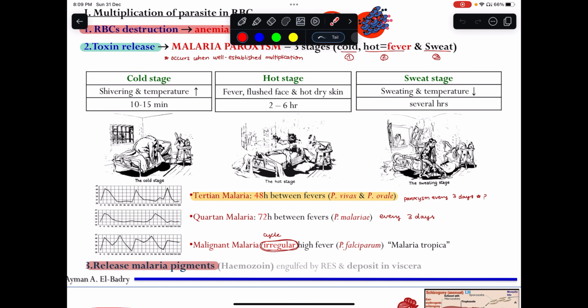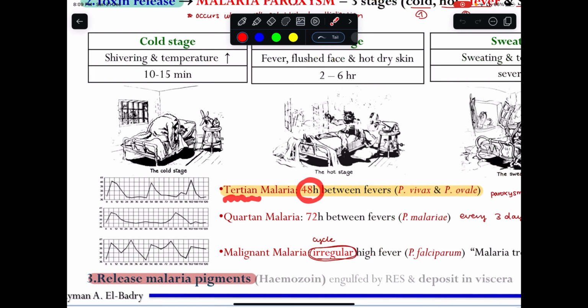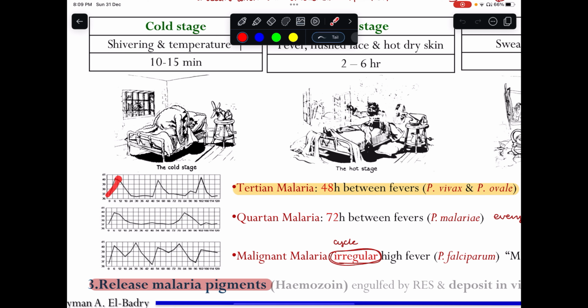But remember we said we had tertian malaria, quartan malaria, and the malignant malaria. So for tertian malaria, which are Plasmodium vivax and Plasmodium ovale, this occurs every 48 hours. So every 3rd day, tertian. As you can see here, it occurs here, then after 48 hours, we get the spike again.